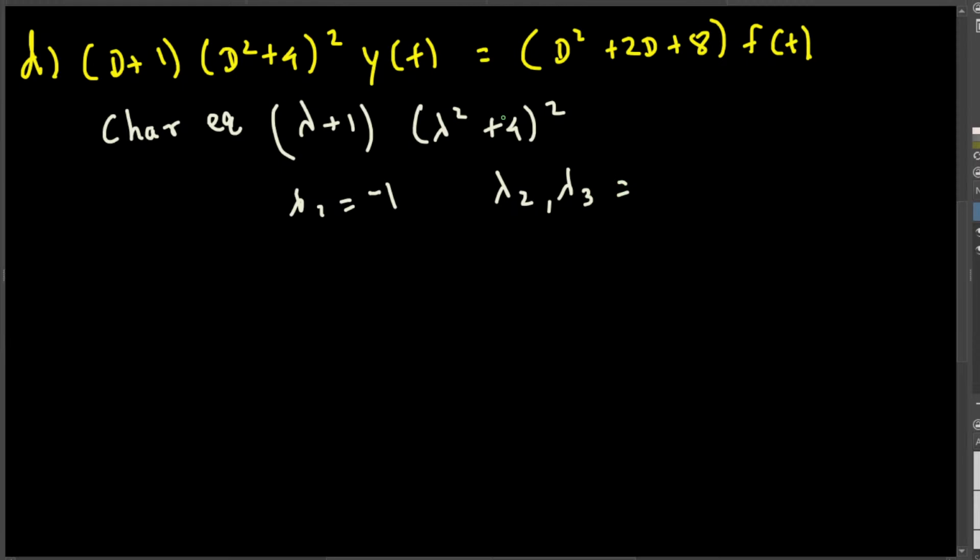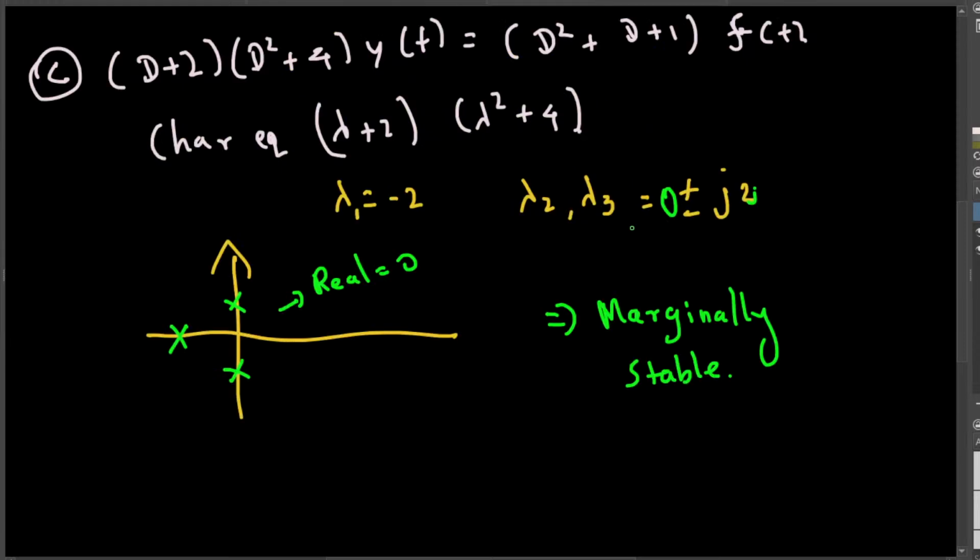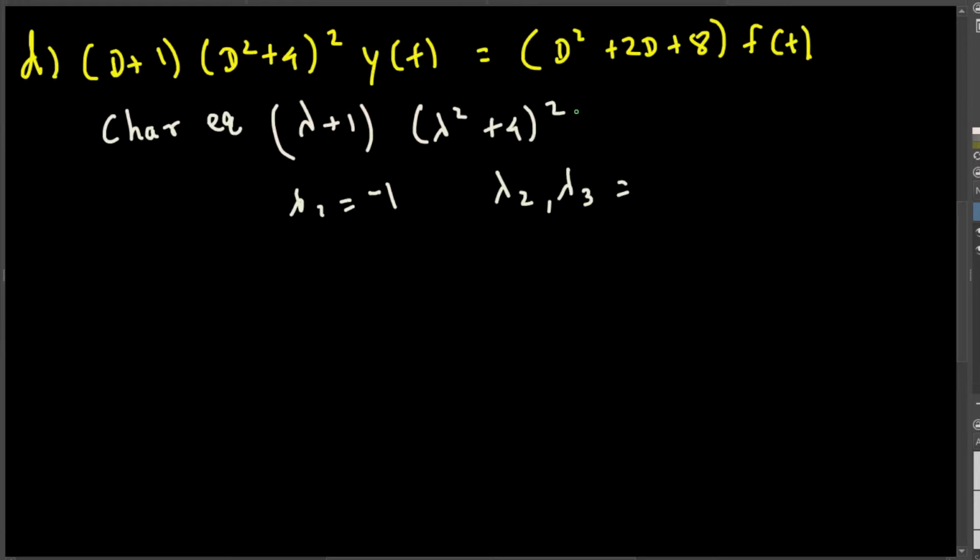The whole thing is equal to 0 first. And if you look at the previous one and this one, it's almost similar, like lambda square plus 4. But here we have a square for that. So this is the exact same answer, plus or minus j2. But the thing is, we will have repeated roots since we have the square.